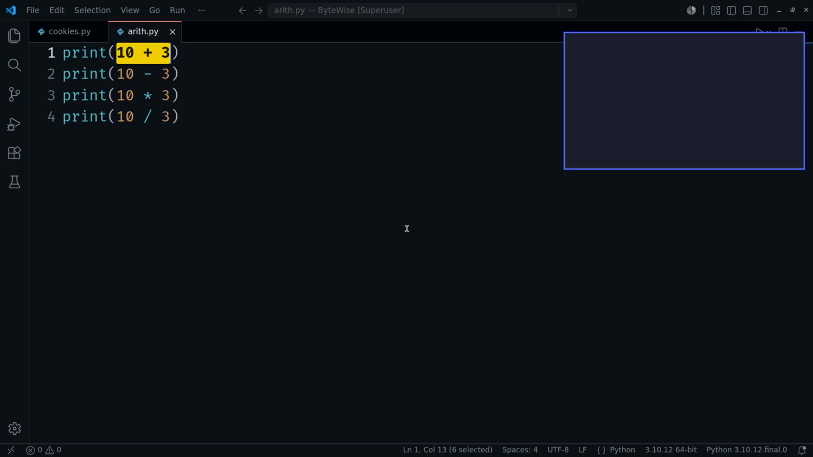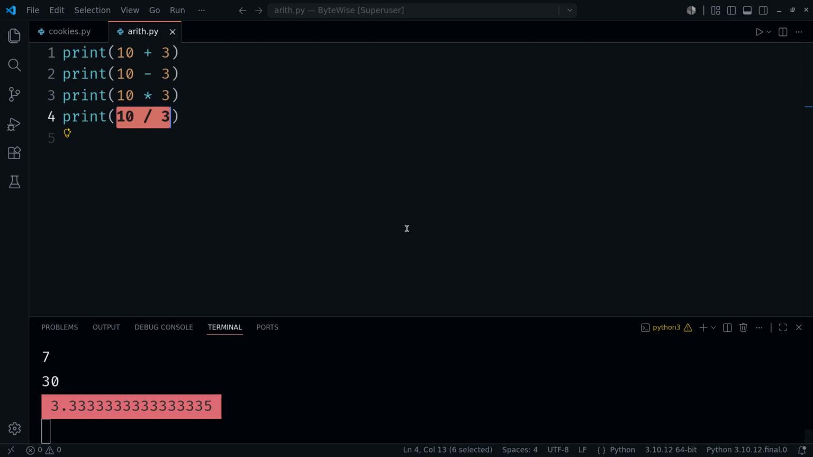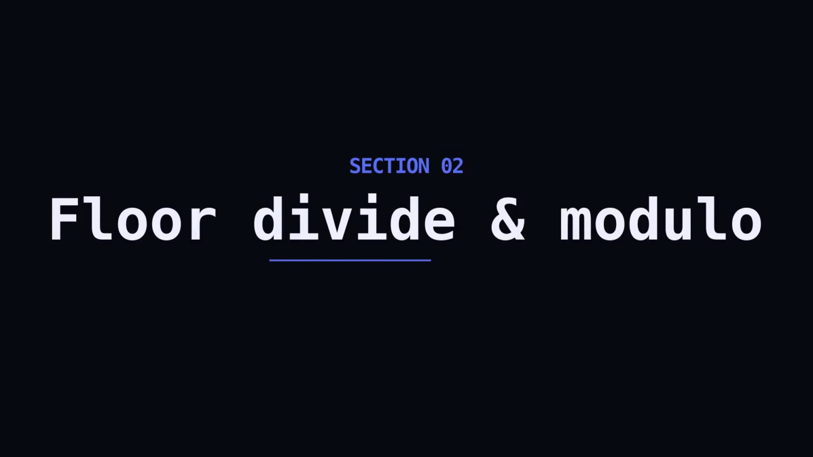Add and subtract, as you'd expect. The star multiplies. And a single slash always gives a decimal. Even 10 over 3 comes back as a float. Add 13. Subtract 7. Multiply 30. And divide gives that long decimal. Regular division always produces a float.